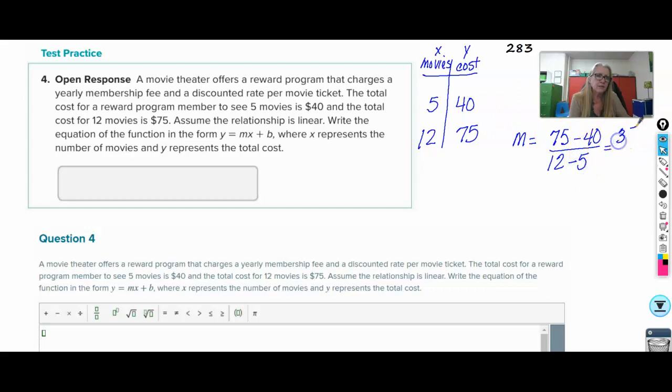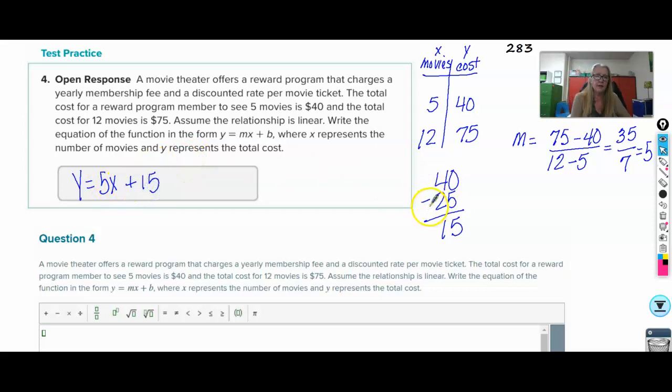75 minus 40 is 35. And 12 minus 5 is 7. And 35 divided by 7 is 5. So I know our rate of change is 5. Now what I need is the initial value. So if I take this first one, for 5 movies, I paid $40. Let's take away what 5 movies would cost me. 5 movies at $5 apiece would be $25. So if I subtract that $25 from the 40, whatever's left is the initial fee, okay? So that would be $15, and that's our y-intercept.